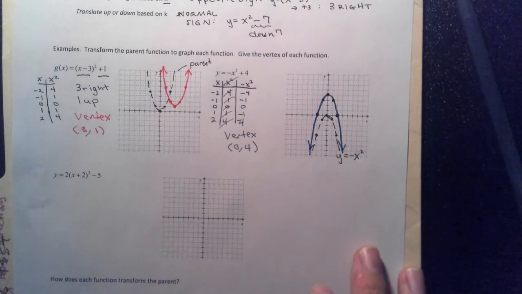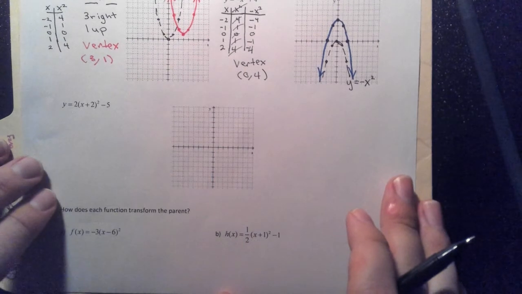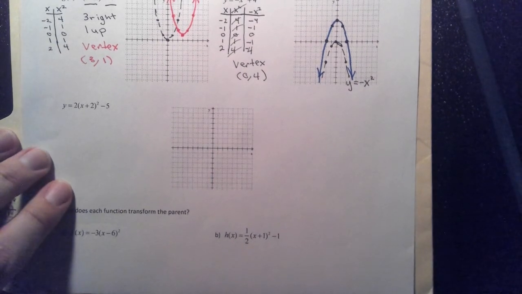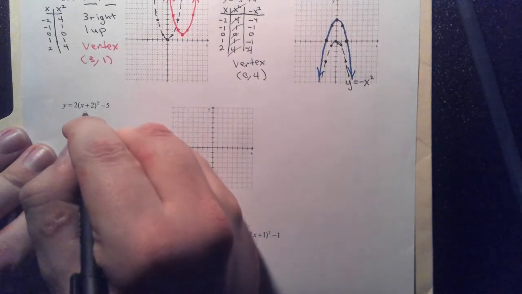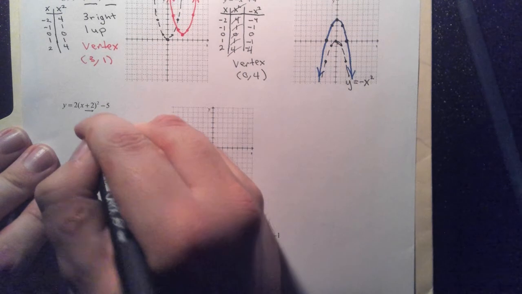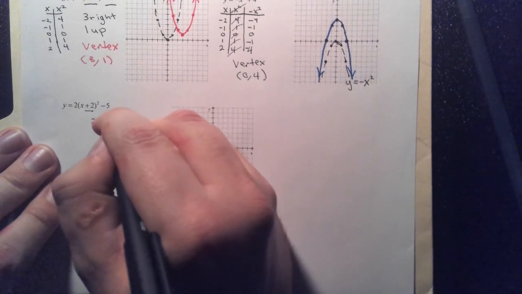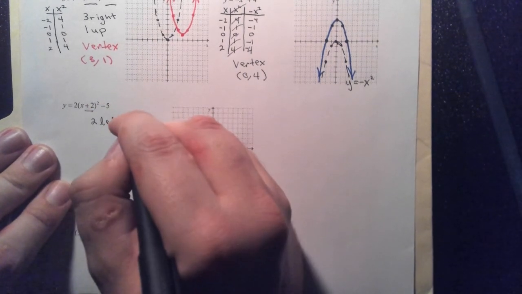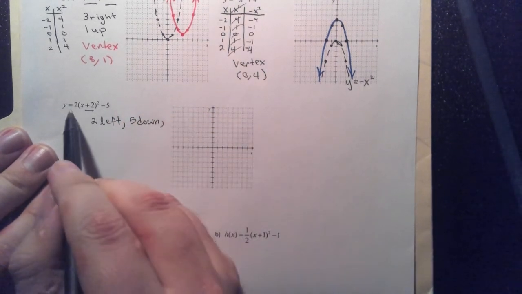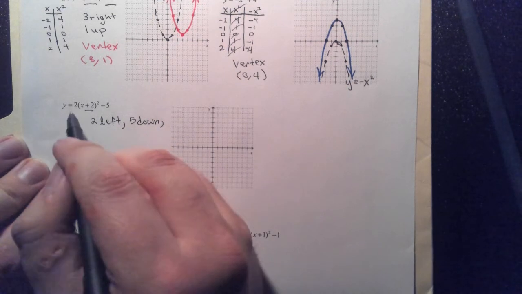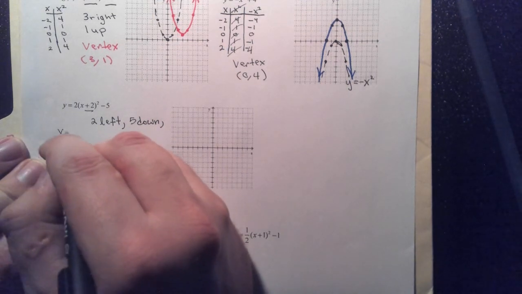Do one more example of a graph. Here, I see y equals 2 times x plus 2 squared minus 5. So I want to think about what the transformations are here. I know this 2 right here means I will go 2 to the left. I know the minus 5 means I will go 5 down. And this 2 out in front means I will also stretch vertically.